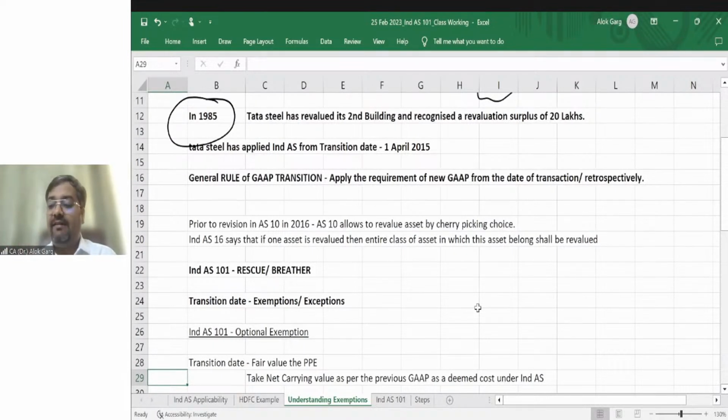So whatever is the fair valuation on the transition date, it will become your cost. And now you start Ind AS 16 accounting prospectively. Or whatever value is there as per IGAAP, as per Accounting Standard 10 on the transition date, you can just assume that value as the opening value of Ind AS, right? And after that, you can apply Ind AS 16.